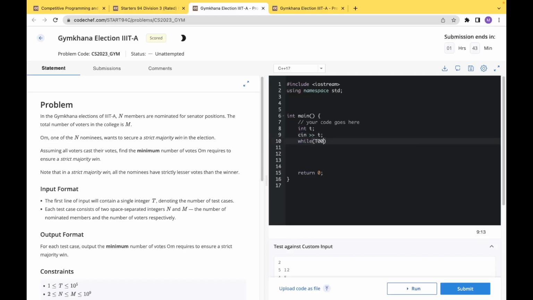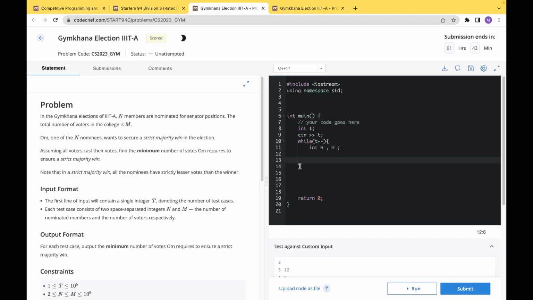To pehle to while loop lagayenge hum t minus minus, ye condition ho jayegi jab tak zero nahi hoga tab tak ye loop chalta rahega aur ye logic har test case ke liye implement hota rahega, theek hai? Yahan pe maine do variables initialize kare, n aur m, where n stands for number of nominated members and we are having m as number of voters, okay?